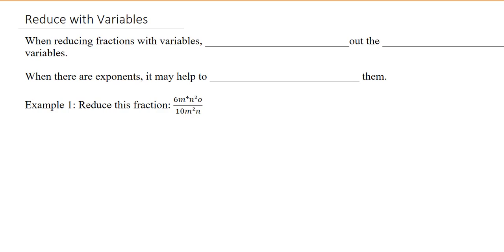Reduce with variables. When reducing fractions with variables, we're going to divide out the common variables. And when there are exponents, it may help to expand them. Example 1. So we're going to reduce this fraction. So we'll see how this works.